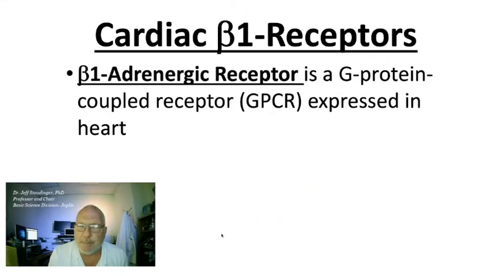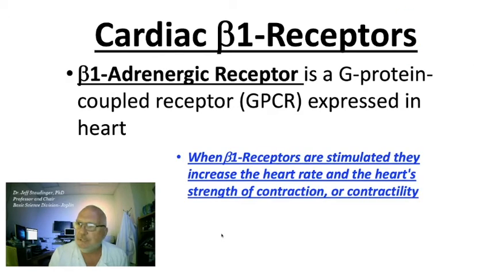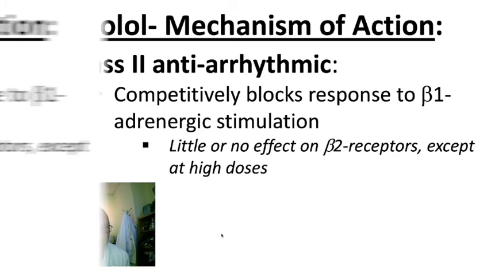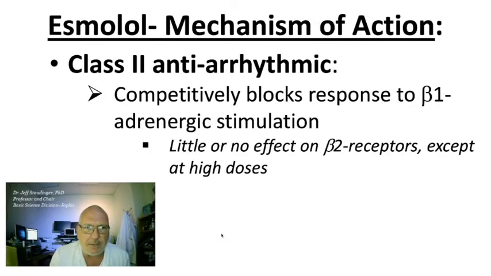Beta-1 adrenergic receptor is a G protein coupled receptor that's expressed in the heart. When these receptors are stimulated, they increase the heart rate and the heart's strength of contraction. Esmolol is a class 2 antiarrhythmic agent. What that means is it competitively blocks response to beta-1 adrenergic stimulation. And this drug has little to no effect on beta-2 receptors, except at very high and likely toxic doses.